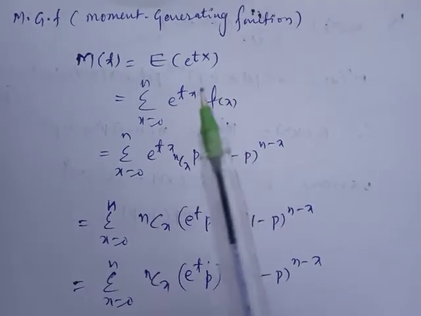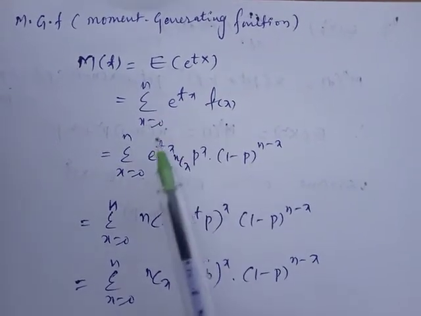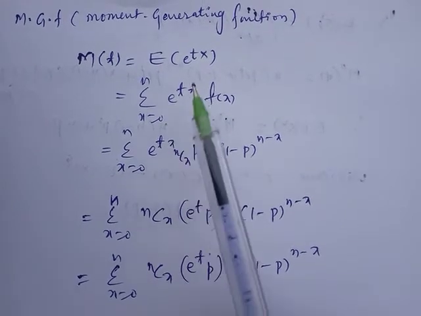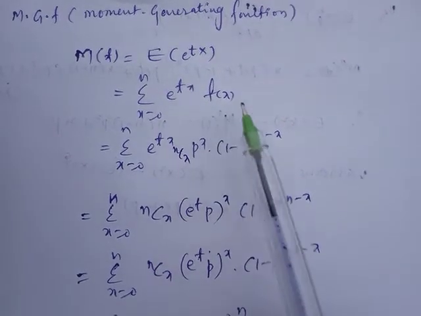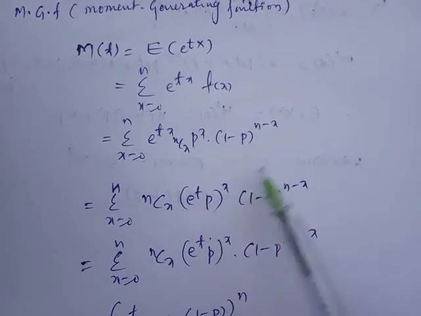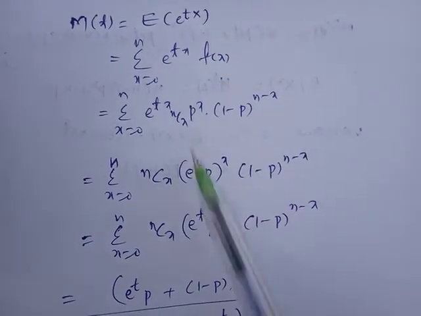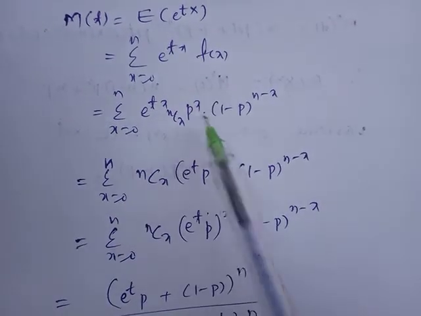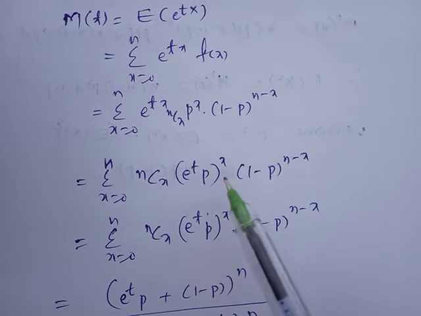Okay, so by the definition of expected value, summation x equal to 0 to n e^(tx) f(x). Here f(x) is the density function; I'm just writing out the density function value and splitting that. So e^(tx) and the remaining term p^x can be written simply as (e^t p)^x.